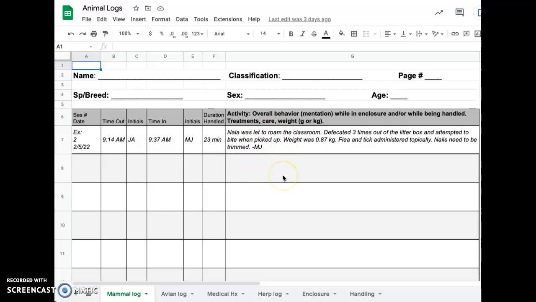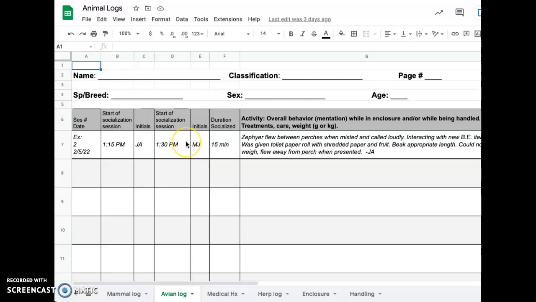Are we giving nail trims and things of that nature? That's what we're looking for here. I should have an initial in this box when I write a log. Whoever writes something in this box needs an initial, and then that time in and out is for that. That's my mammal log. My birds, very similar, except it's going to be that socialization time. So that socialization is, I took them on my table. Did I write that and record that?